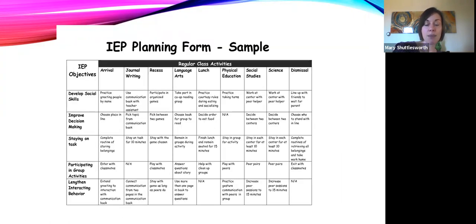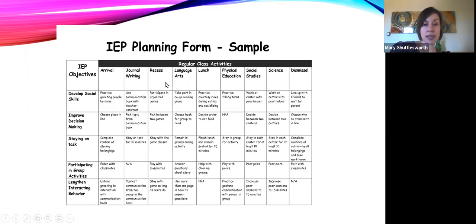So this is an IEP planning form. This is just a sample for you, but it can give you an idea about what some of the objectives might be for a particular student. So this one, for example, might be for a student who has ADHD. So social skills, decision making, staying on task, group activities, and interacting behavior.